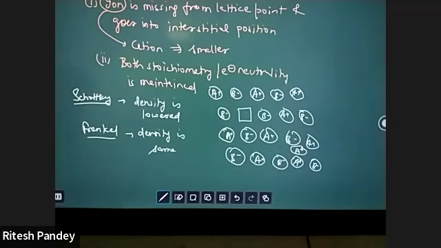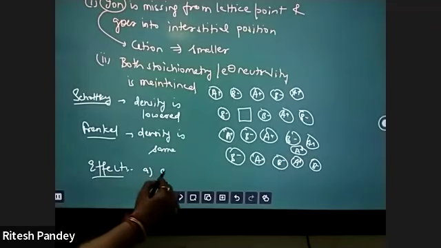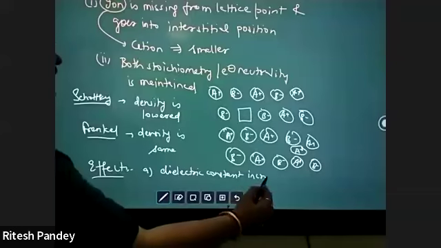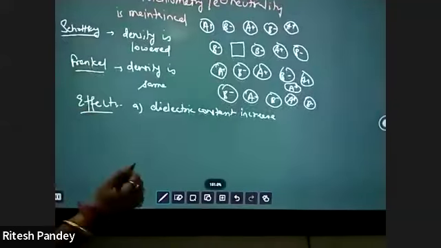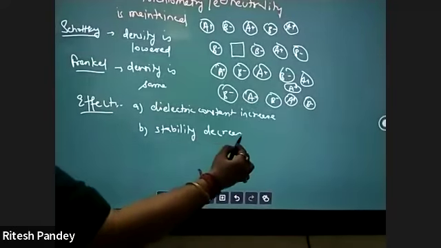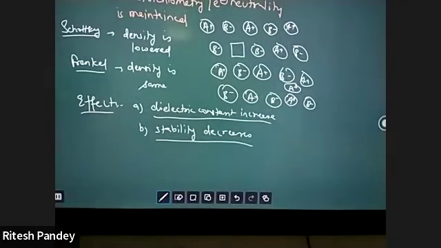Naturally, with any kind of defect, two things will certainly happen. So the effect of any defect would be: A, dielectric constant will increase. You just want to take down these key points. And the stability decreases. So this is common in any kind of defect. The stability will decrease, dielectric constant will increase. Now, an increase in dielectric constant will certainly bring a decrease in conductivity.